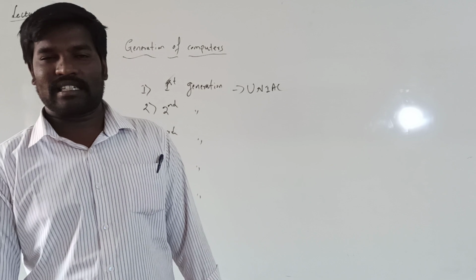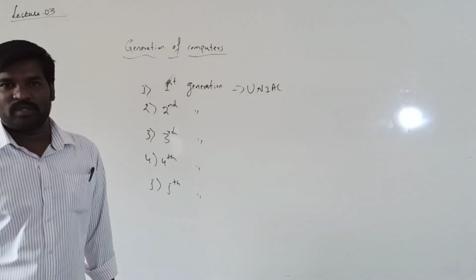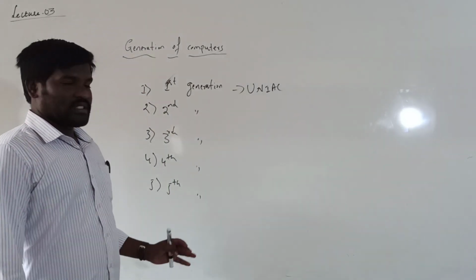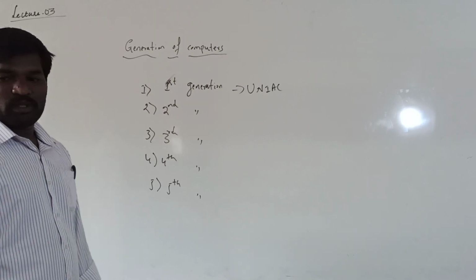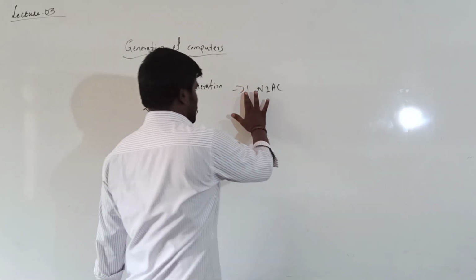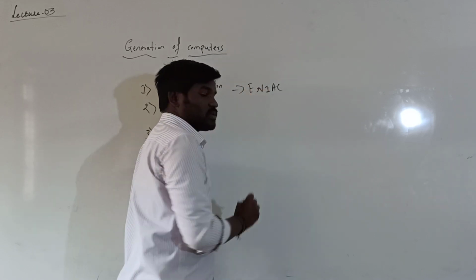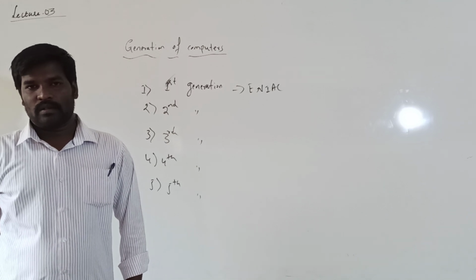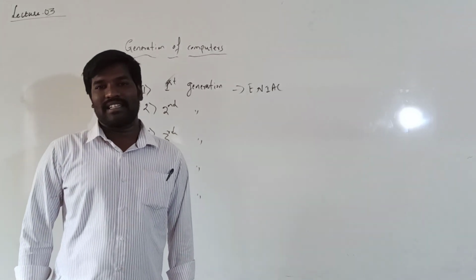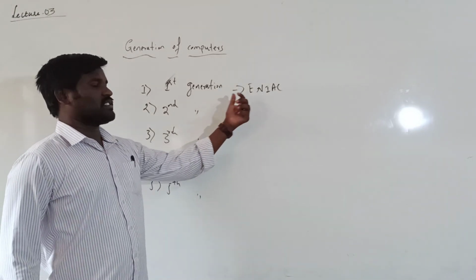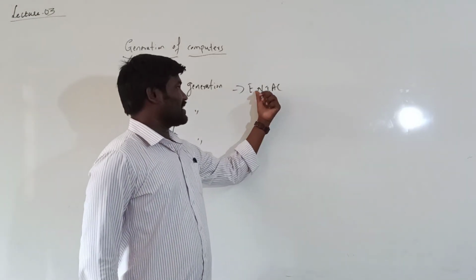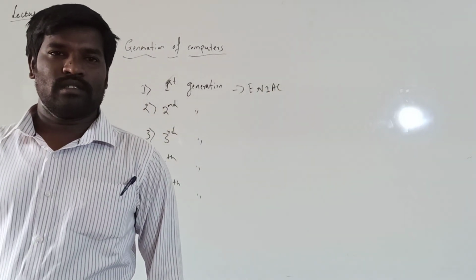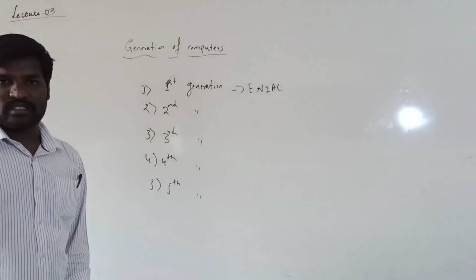Dear students, in the last class we have already discussed the generations of computers, that is first generation and second generation. Once again I have to revise the first generation computers. In the first generation computers, they used vacuum tubes. Vacuum tubes are the basic component of the system, and it requires a large area. The example for first generation computers was ENIAC, Electronic Numerical Integrator and Computer. So this is the example for first generation computers.